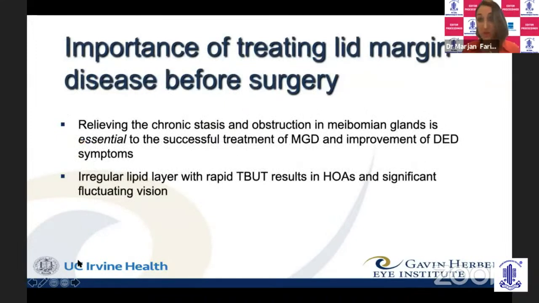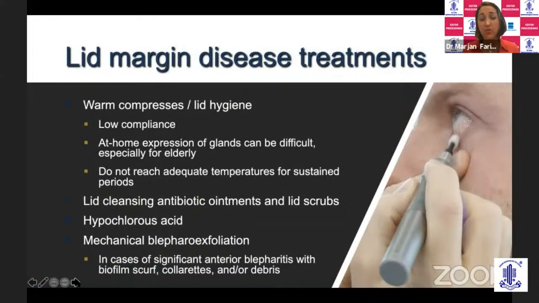The importance of treating the lid margin and the oil gland is very essential, because we know the lipid layer is one of the most important to create that smooth surface for our measurements. So relieving the chronic stasis and obstruction of the glands is essential to improving tear breakup time. I start every patient on hot compresses at home and give them full instruction on how to do that. Despite my best efforts, many patients do not do this at home, so compliance is sometimes an issue. And sometimes it's also difficult to reach adequate temperatures for sustained periods in the oil glands with just anterior hot compresses.